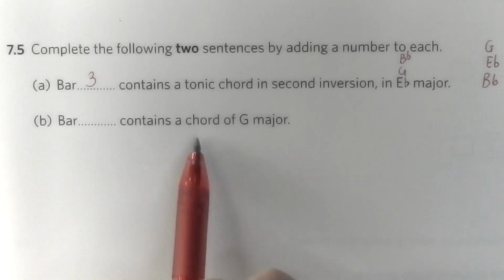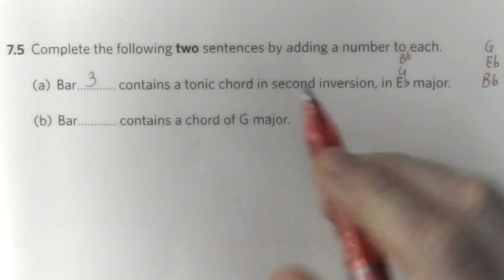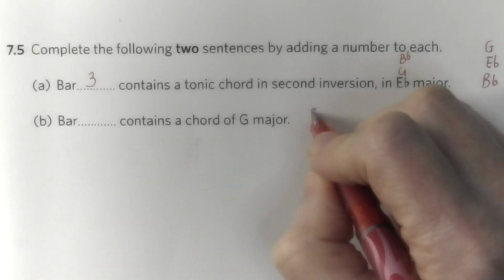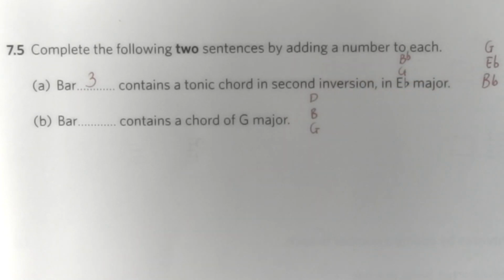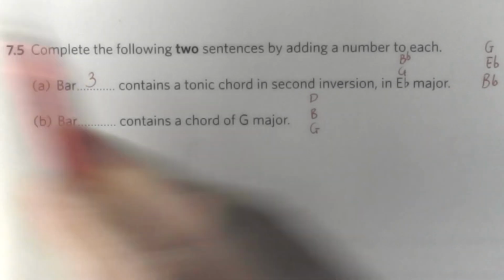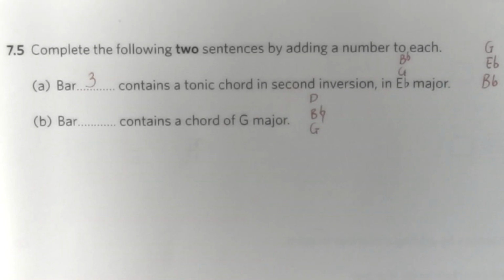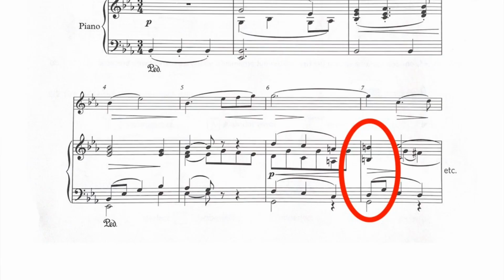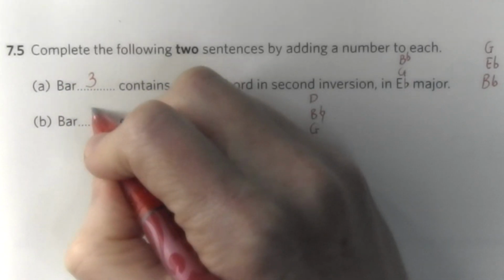Another bar contains the chord of G major. Now G major is Sol, Si, Re. C is flat in this score, so where we find B natural, this is our chord, and B natural is exactly only in bar 7, so bar 7.